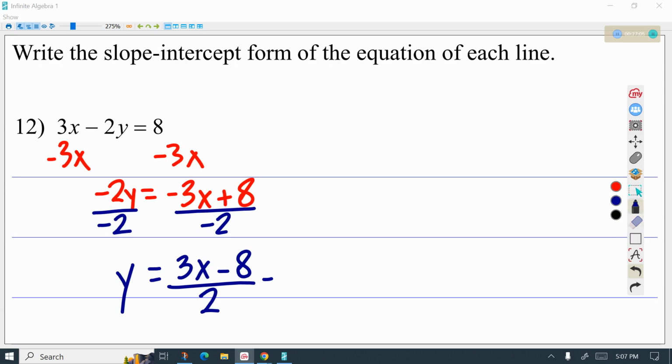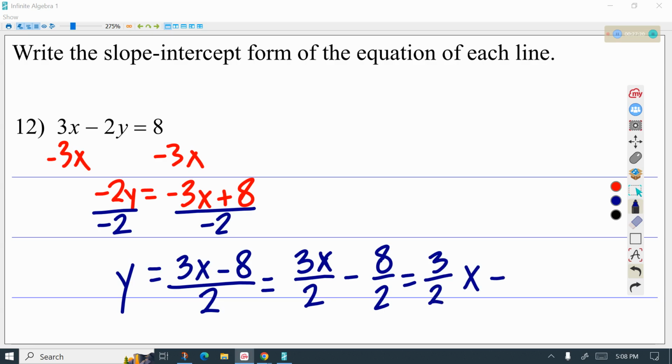But now, I just take this and split this up into 2 fractions. Okay? So I got 3x over 2 minus 8 over 2. And I'm just doing this extra step so you guys can see it's there. Okay, but I know some of you guys are going to know how to get straight here. All right, 8 divided by 2 is 4, right? So the slope-intercept form of the equation is y equals 3/2 x minus 4.